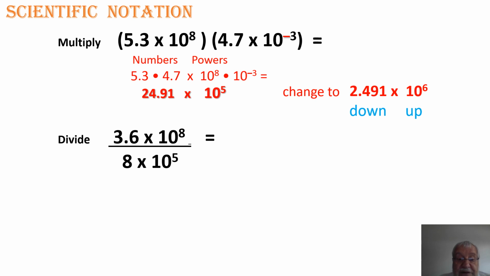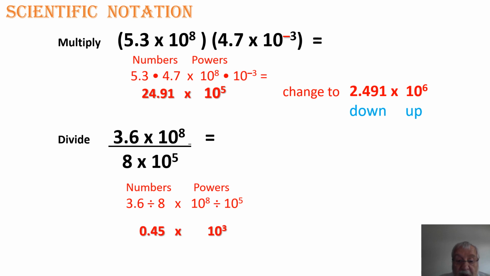All right, and for division, when we take these two numbers and divide them, we're going to get 4.5, or 0.45, times 10 to the 3rd. This number for the mantissa is too small, so it goes up 1, and the power comes down 1, and I'll have 4.5 times 10 to the 2nd.